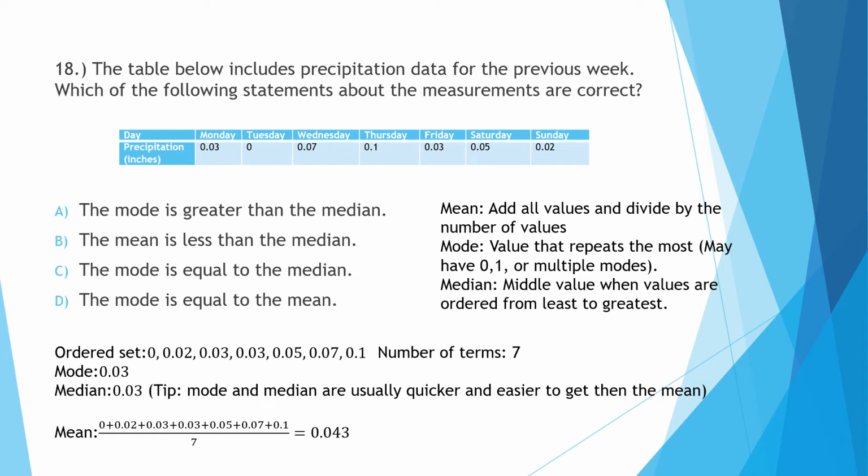Looking at our mean, we get a value of 0.043 by adding all of our values and dividing by the number of values. Our mode is 0.03. That is usually one of the easier ones to identify because it's just the one that repeats. The median, once we organize our set of values, is the one in the middle. In this case, it's 0.03. For us, the mode and the median are the same. Only one of our options will be true.